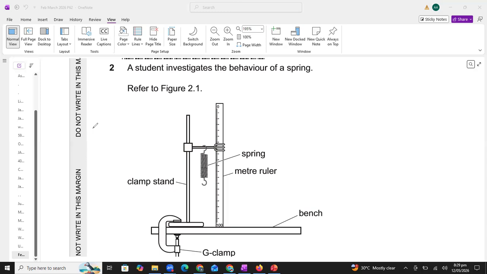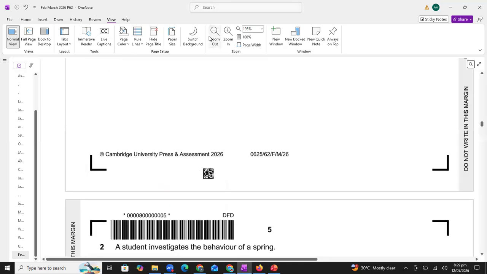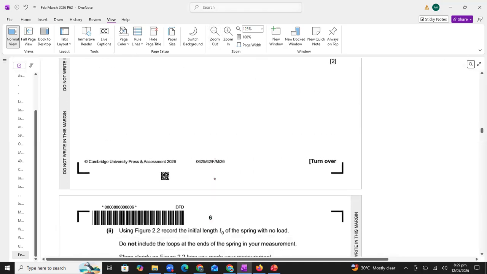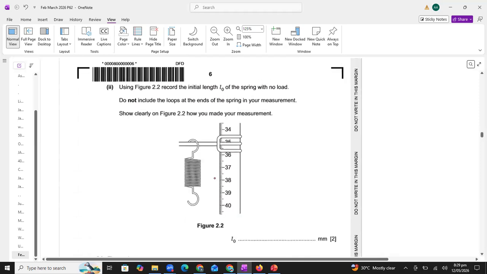All right. Now I'm moving towards the next part. We have done part A, students. Now look at part B. In the next part, they are saying: using figure 2.2, record the initial length L0 of the spring with no load. Do not include the loops at the end of the spring in your measurement. Show clearly on figure 2.2 how you made the measurement. So we have to record the length of this spring.